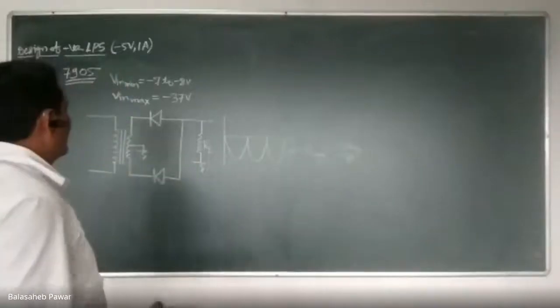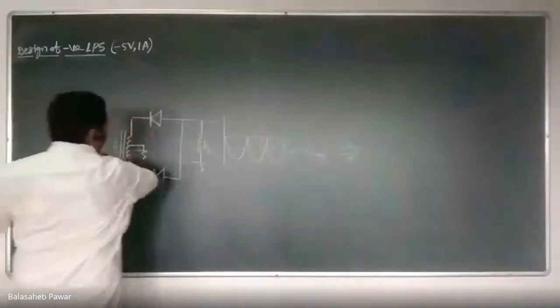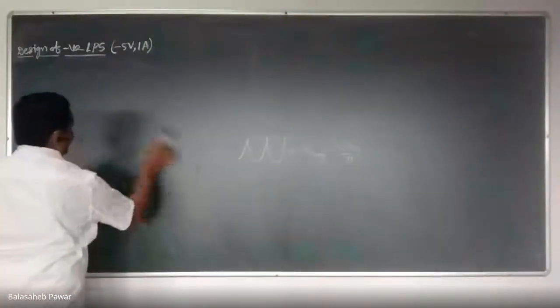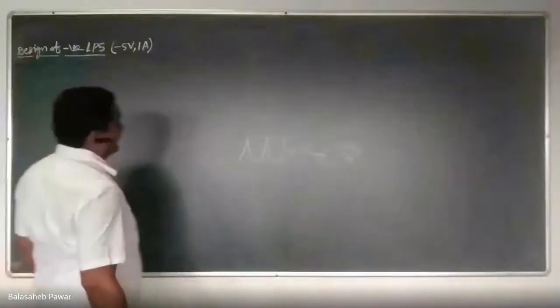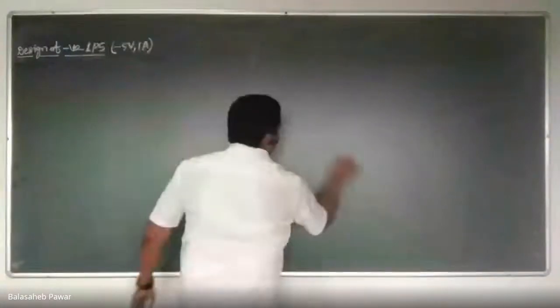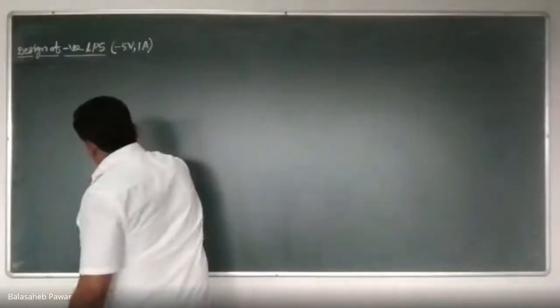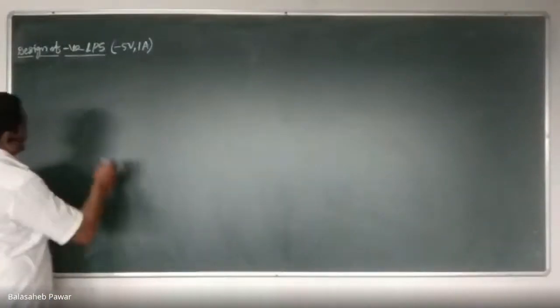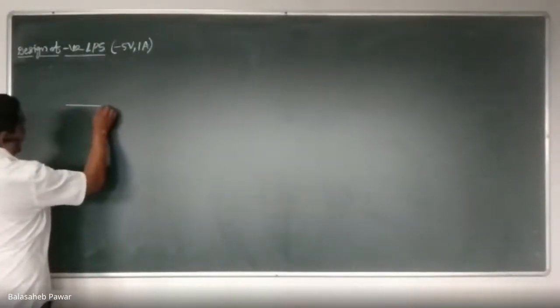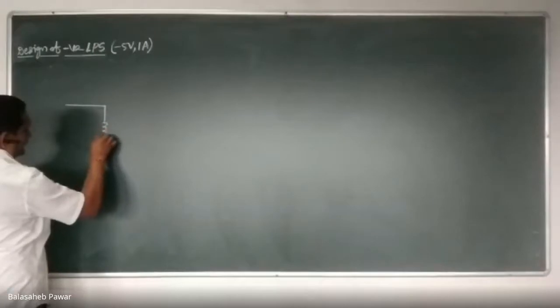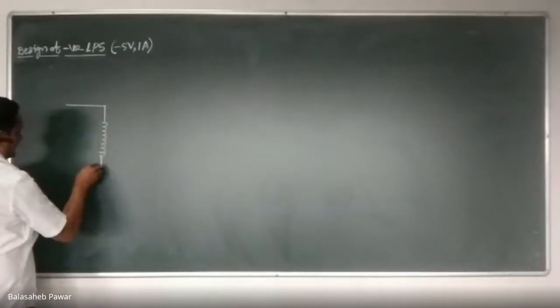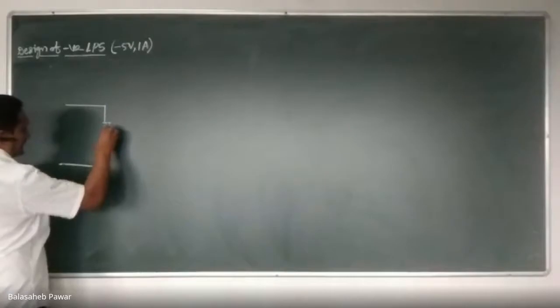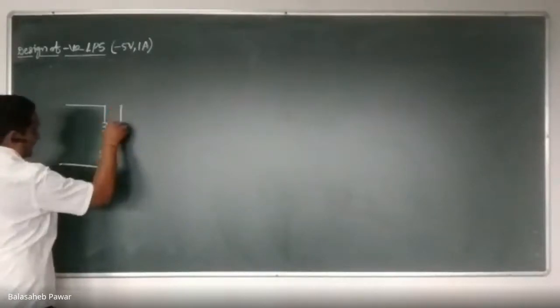Okay. So we'll take the same problem statement, that is, design and develop a negative linear power supply for the output of minus 5 volt with 1 ampere current rating, right? Again, I want to prefer here the bridge rectifier circuit so that there is no need of a center tap transformer. Okay.